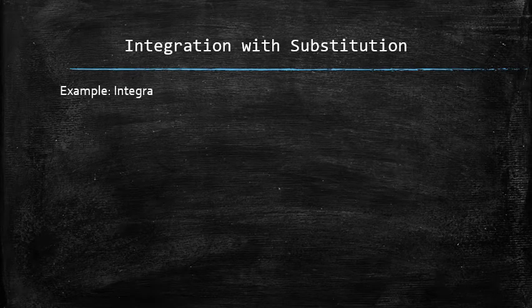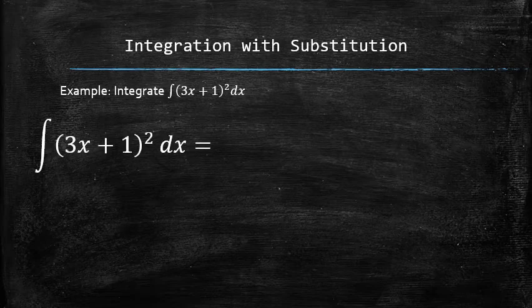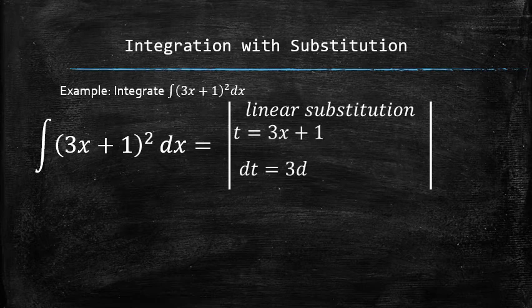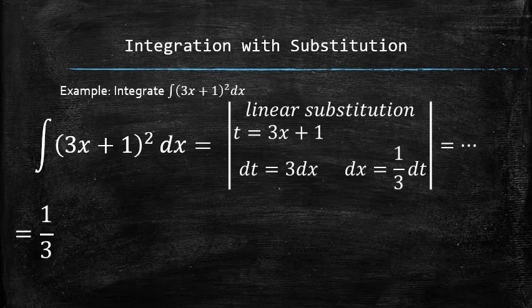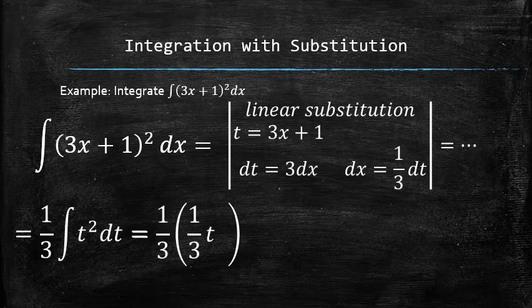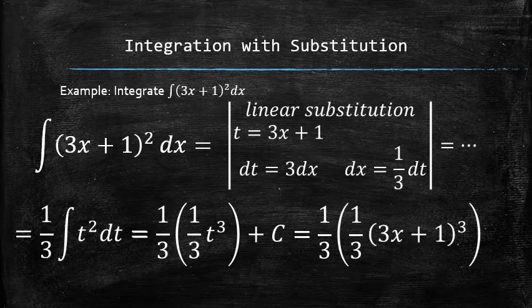Let's do an example of a linear substitution. We set up the linear substitution by setting t equal to 3x plus 1 and finding the differential of t and expressing dx in terms of dt. As a result, we have a simple indefinite integral in terms of t. We continue with the integration process by finding the antiderivative and replacing t with the original function.